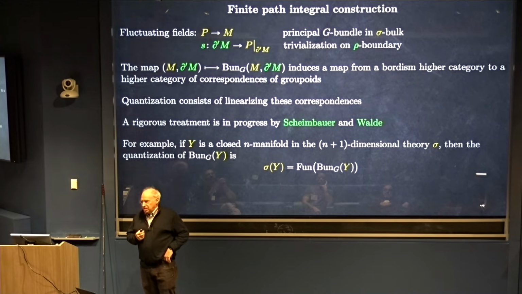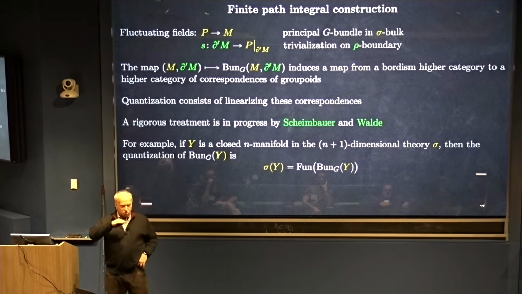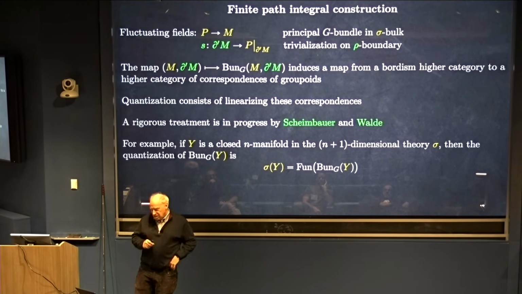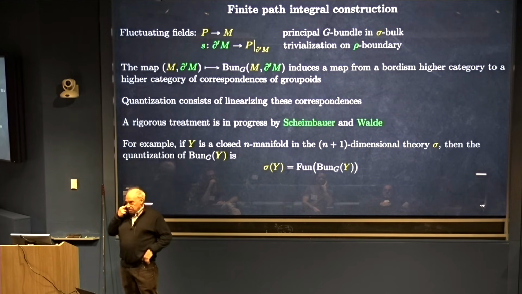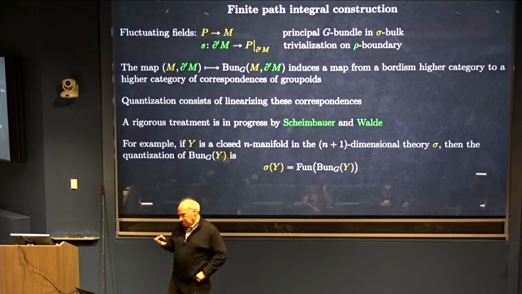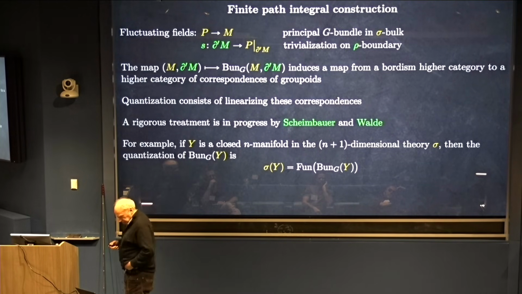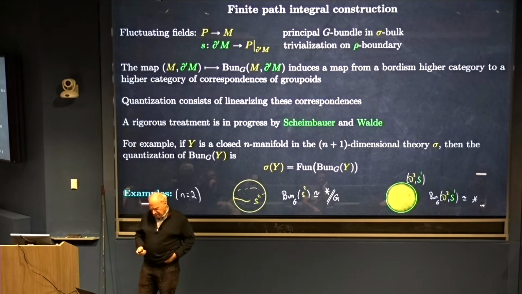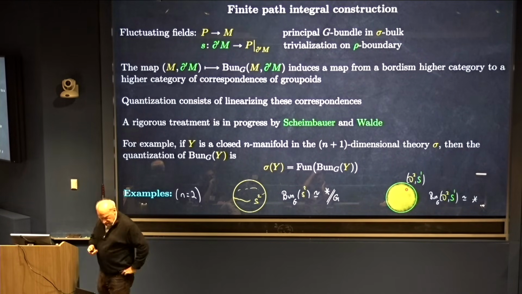So if we have a closed n manifold, so remember that's codimension 1, the theory is n plus 1 dimensional, then we want to get a vector space. And so we have this groupoid bun G of these G covers, and the linearization is just to take functions. Okay, so here's an example. If we have S2, if we're at n equals 2, then the vector space that's attached here would just be one-dimensional, just the scalars, that's functions on this groupoid, and it would be the same in this disk. We would only see that.